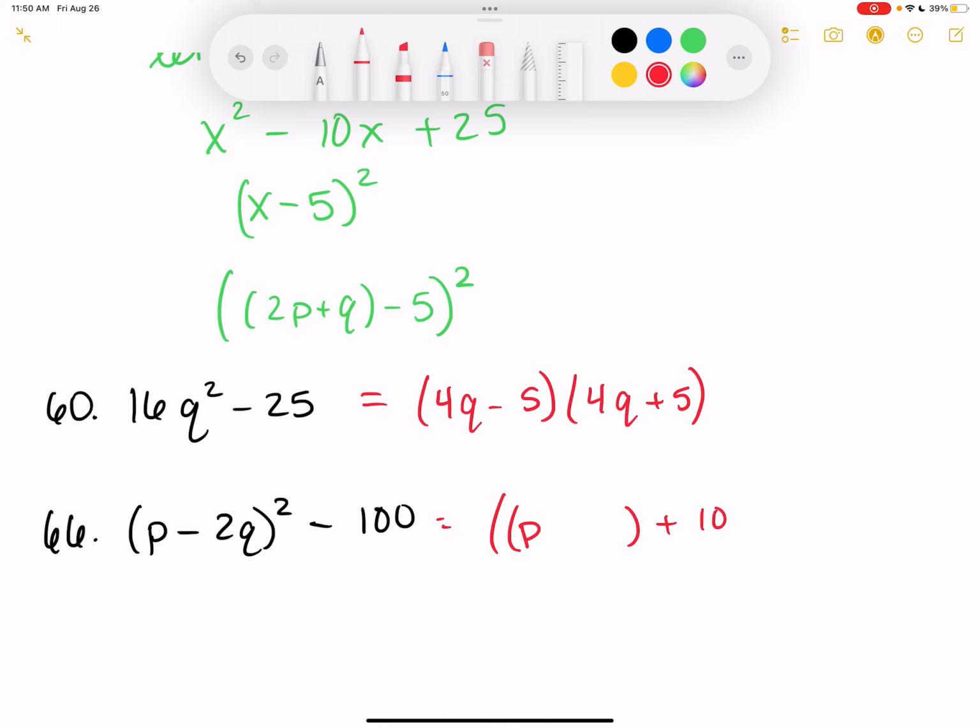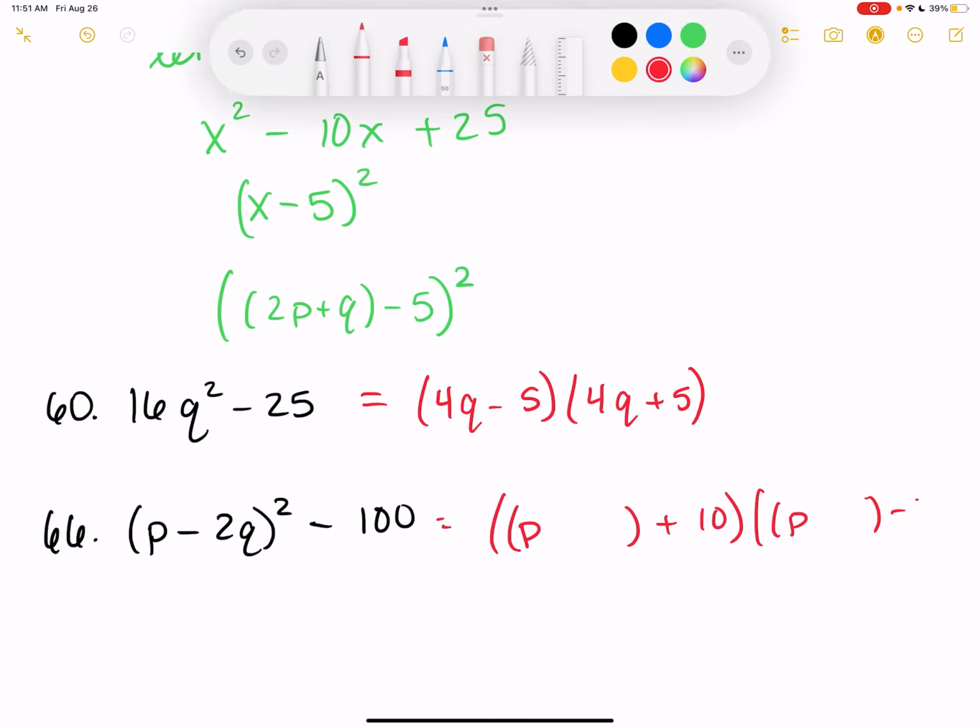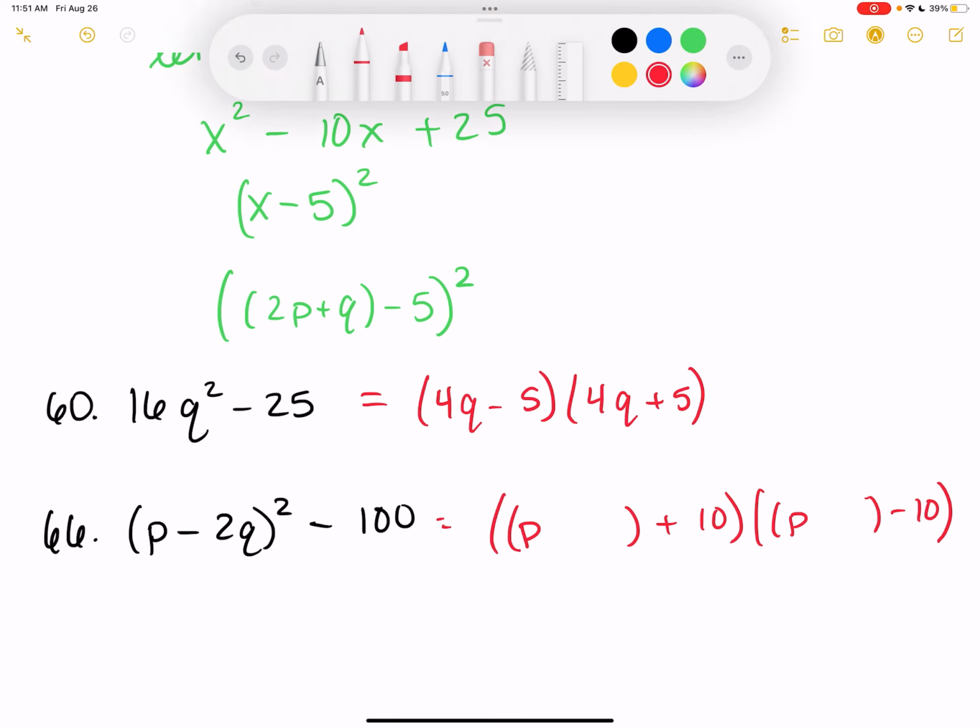Oh yeah. Okay. I don't know what's happening. Is it a 1? Yeah. Just Q? You just copy this. Okay. Minus 2Q, because this is what's being squared. And then you can treat this 100 as 10 squared. So it's just copying down the base of it, because it's a difference of squares. Okay.